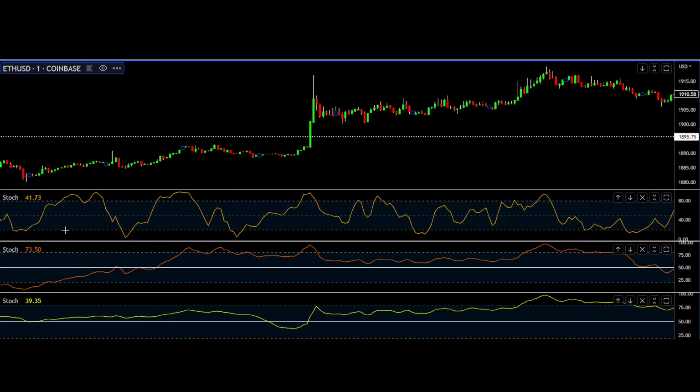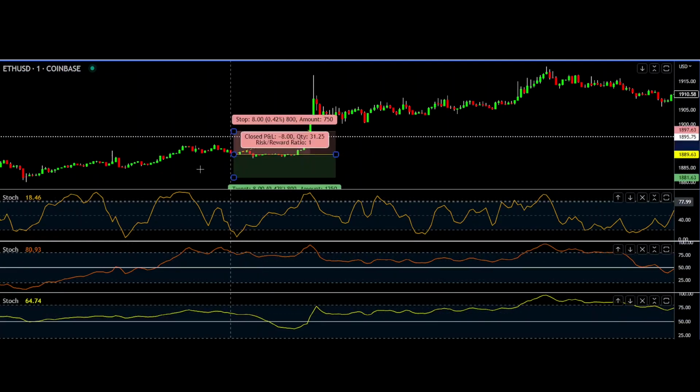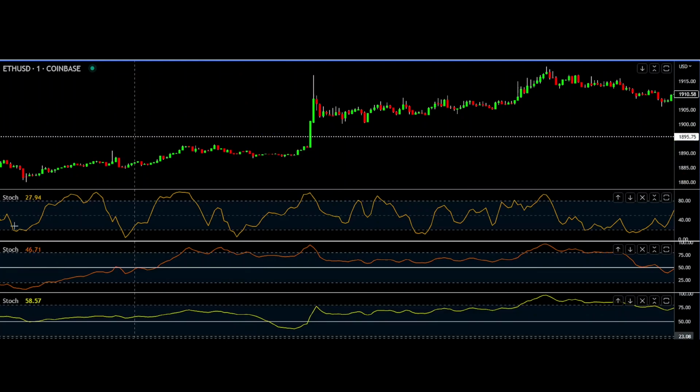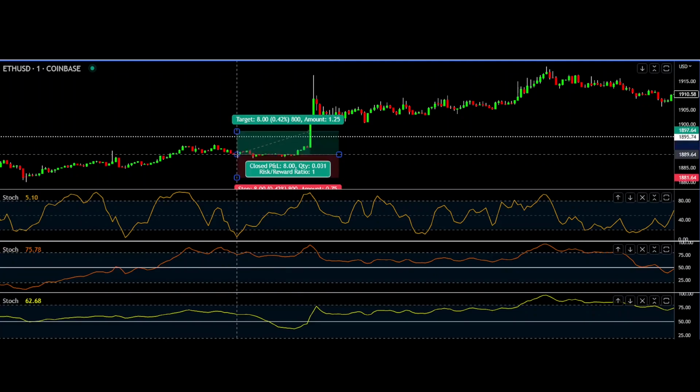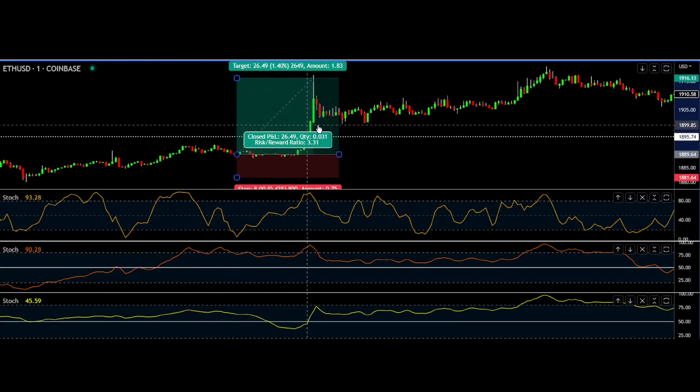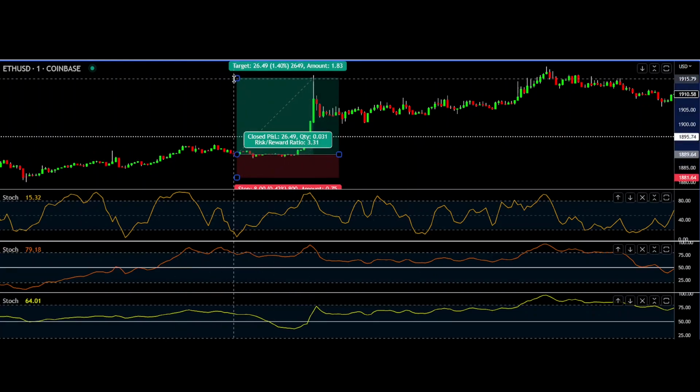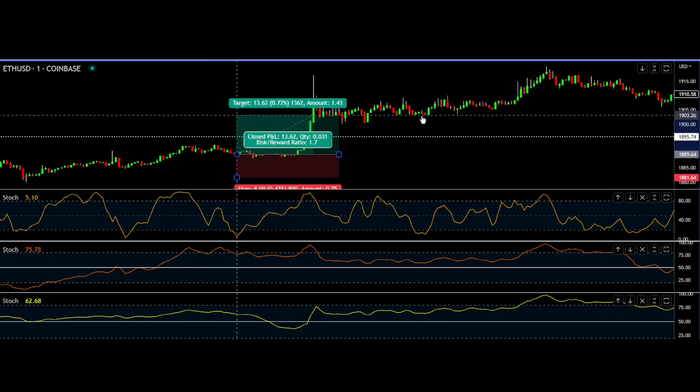So you can take a long because it's still holding above there. Take a long on this. And then it comes up, hits the top, comes down, hits the bottom. So you can adjust your stop to the bottom there.